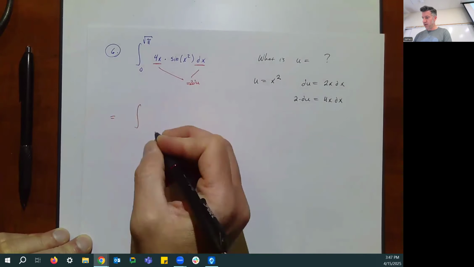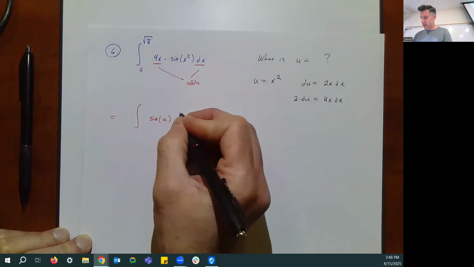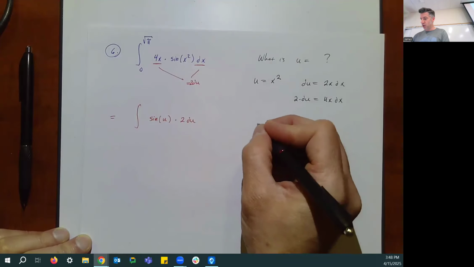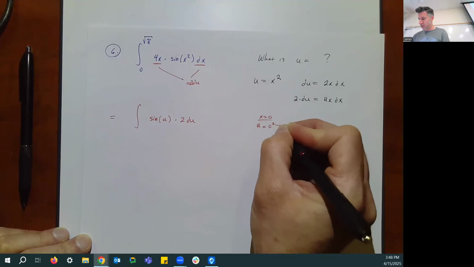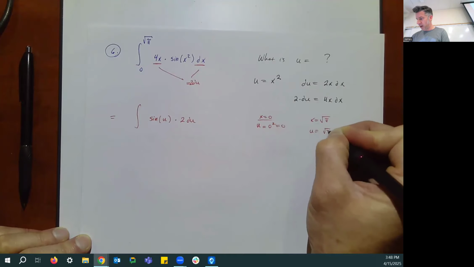So we're integrating sine of u times 2 du. And my new limits of integration, so if x equals 0, I get u equal to 0 squared. And if x equals the square root of pi, u is going to equal pi.